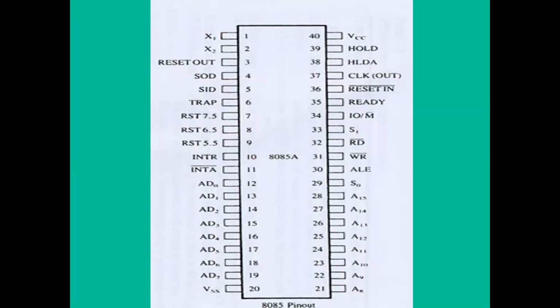And next, the power supply and system clock pins are available. The functions of the externally initiated signals, that is reset in, reset out, hold, HLDA, trap, and RST, these interrupt pins, will all be explained in the architecture block diagram.